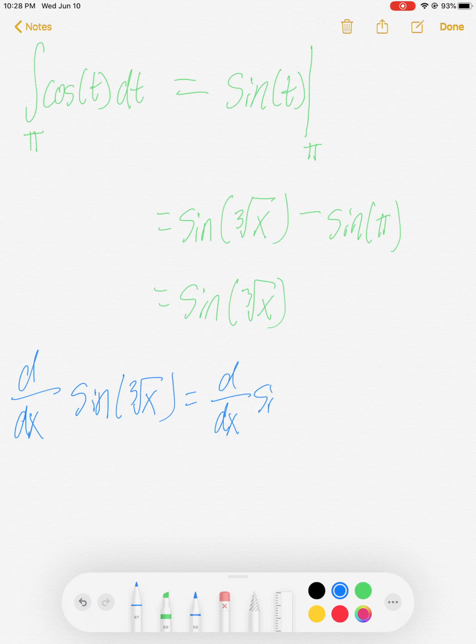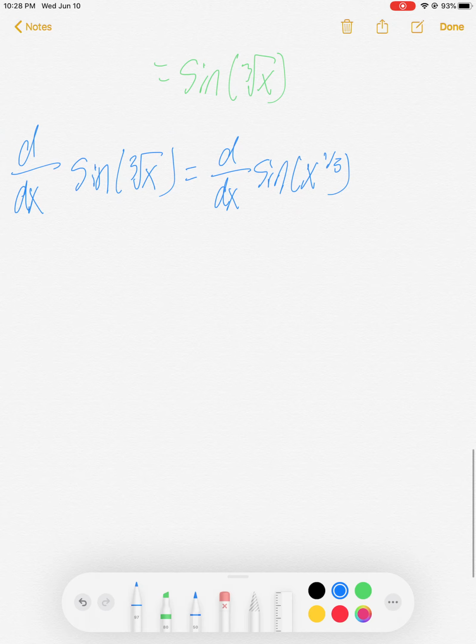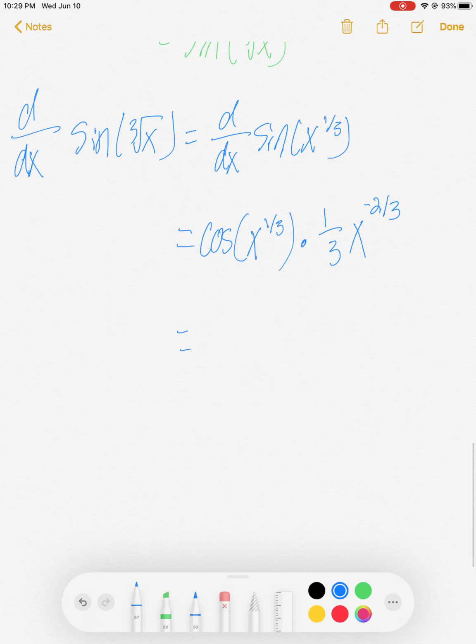Okay, so now we're going to differentiate the result. So we're going to look at d dx of sine of cubed root of x. Well, it's going to be helpful for me in just a minute to rewrite this as sine of x to the 1/3. Okay, so now this is going to be a standard case of chain rule. So first, the derivative of sine is cosine. So that's cosine x to the 1/3. Now I need to differentiate x to the 1/3. So times, bring the power down, 1/3, times x to the 1/3 minus 1, which is x to the minus 2/3.